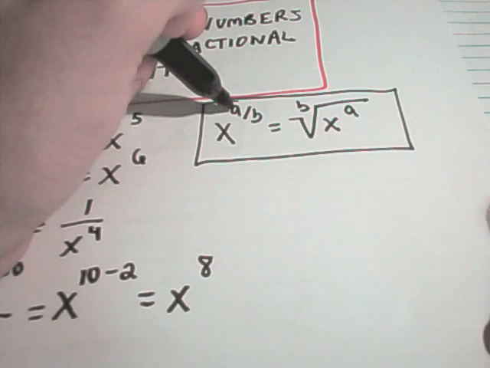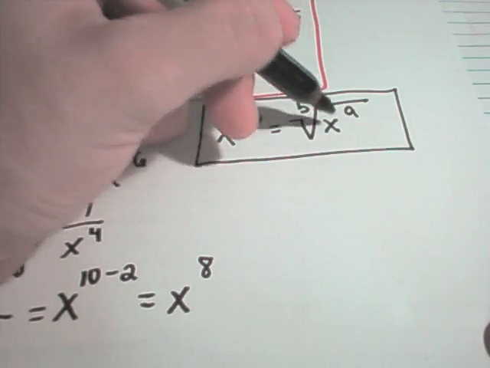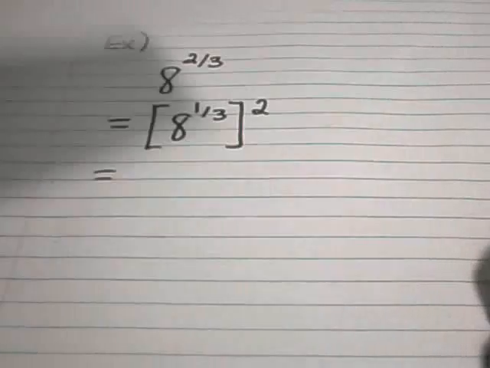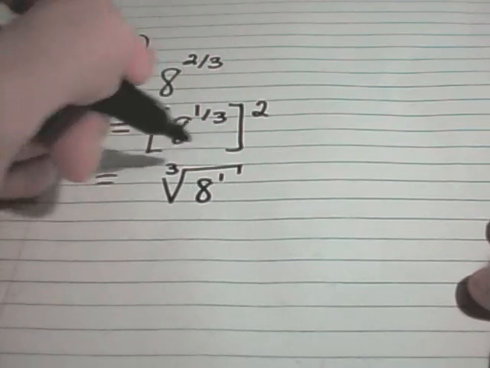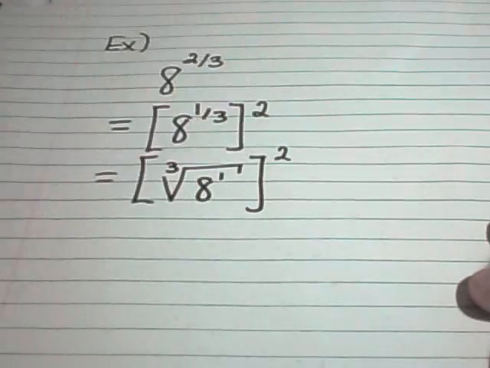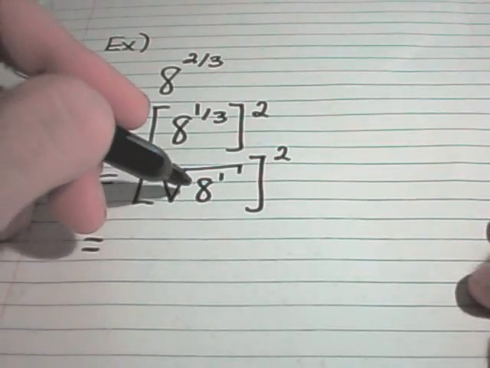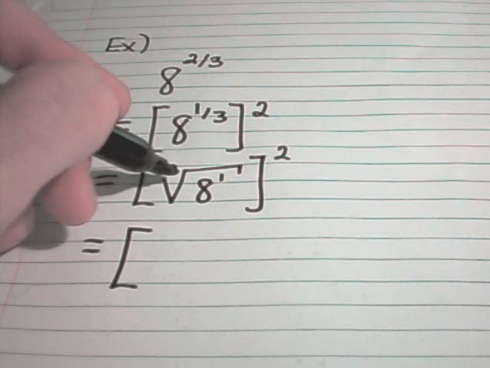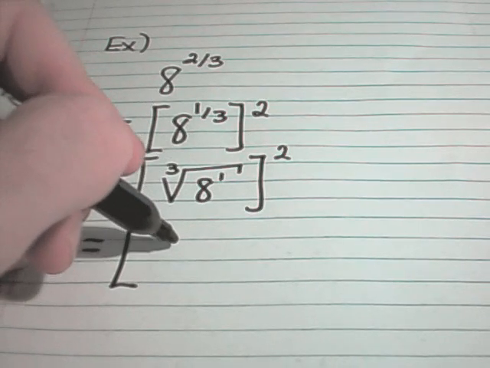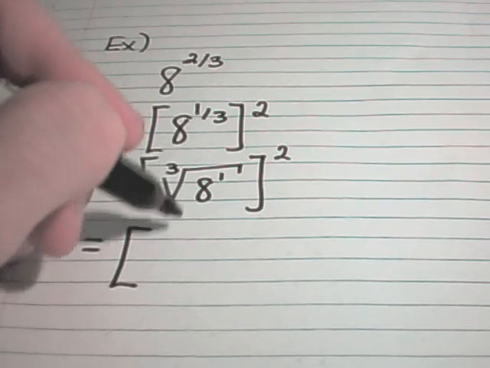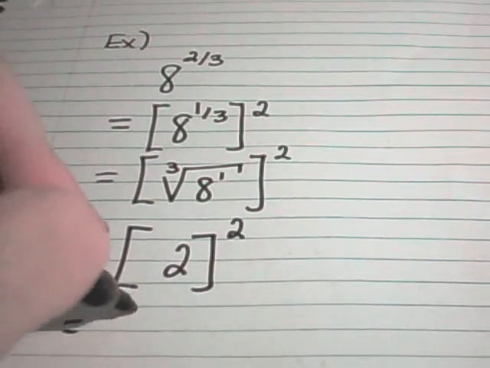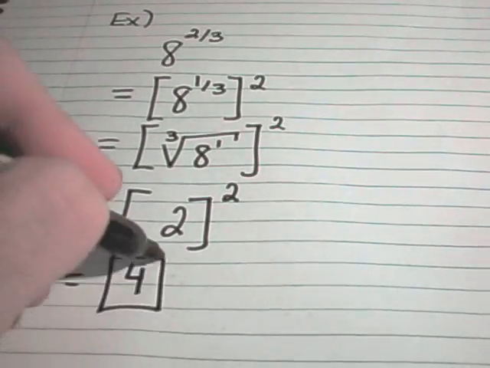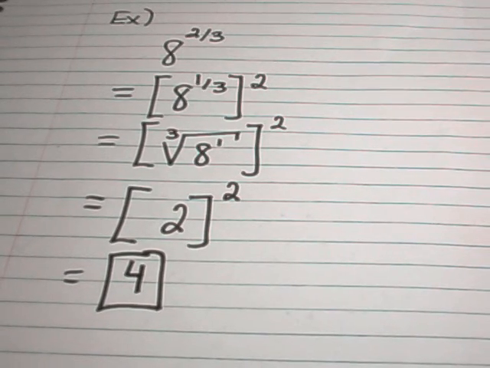I can now use my property that says if you have a fractional exponent, the number on top goes underneath the root. The number on the bottom is the index of the root. So I could write this as the cube root of 8 to the first power, and that's still being squared. Well, the cube root of 8, that means I need a number so that if I multiply it by itself 3 times, I get 8. Well, 2 times 2 times 2 gives me 8, so the cube root of 8 is just 2. And I still have to square this, though. 2 squared is 4. So 8 to the 2/3 is just a fancy way of writing the number 4.